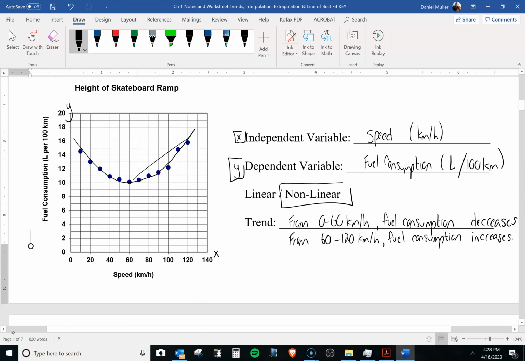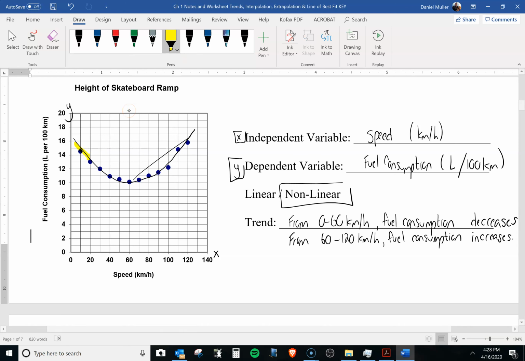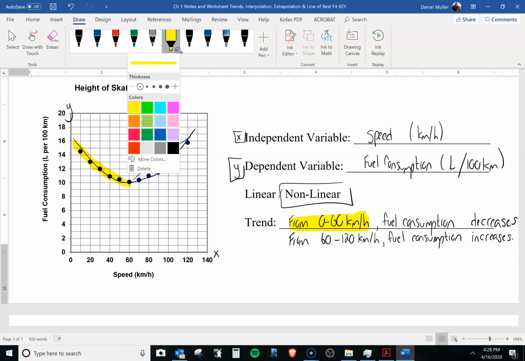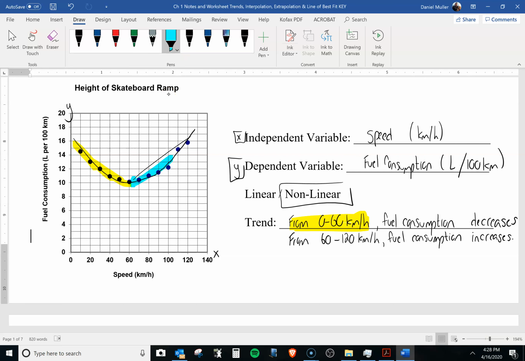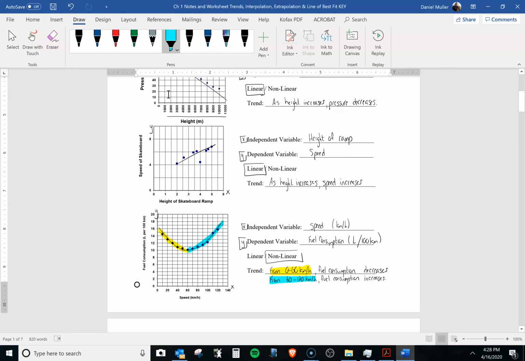So from 0 to 60, our fuel consumption is decreasing. So from here to here, that's from 0 to 60. We are decreasing our fuel consumption. And then from here onwards, from 60 to 120 kilometers an hour, we are increasing. So yeah, that would be just being able to read these graphs, these linear, nonlinear graphs, and looking for trends.